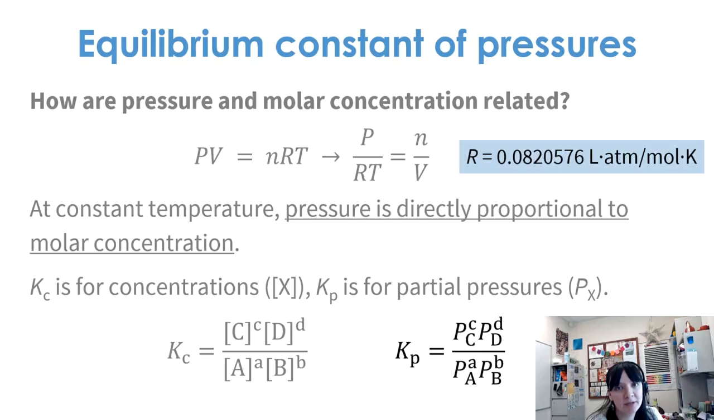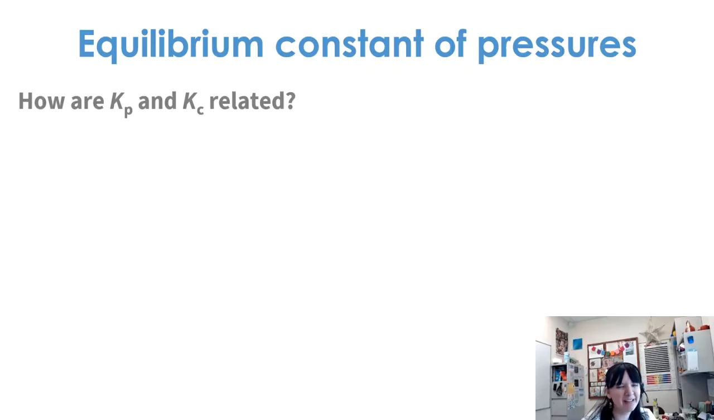But the way that those constants appear is essentially the same, right? There's still the products over reactants held to whatever power their molar coefficients are. It's just that when we're using Kp, we use the partial pressures of our different reactants and products rather than the concentration. So let's break down how the two K constants actually relate to each other.